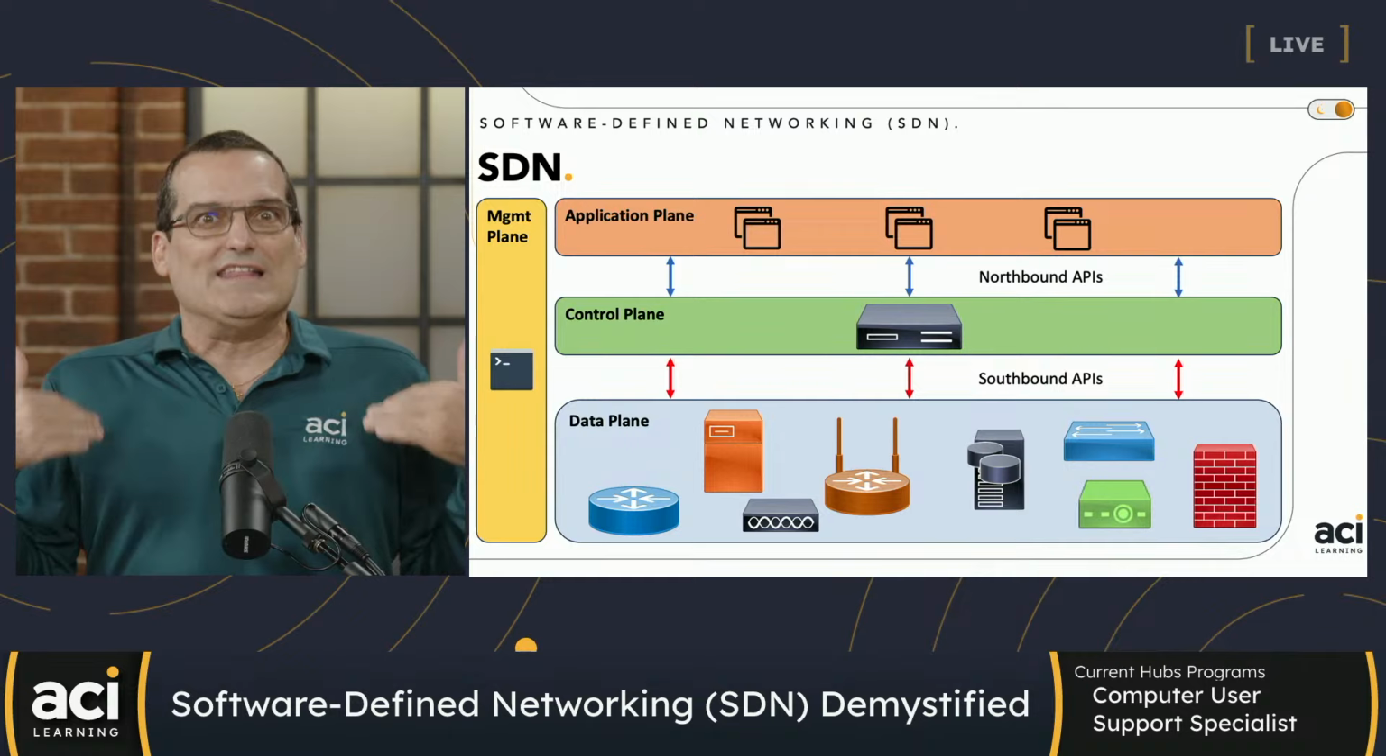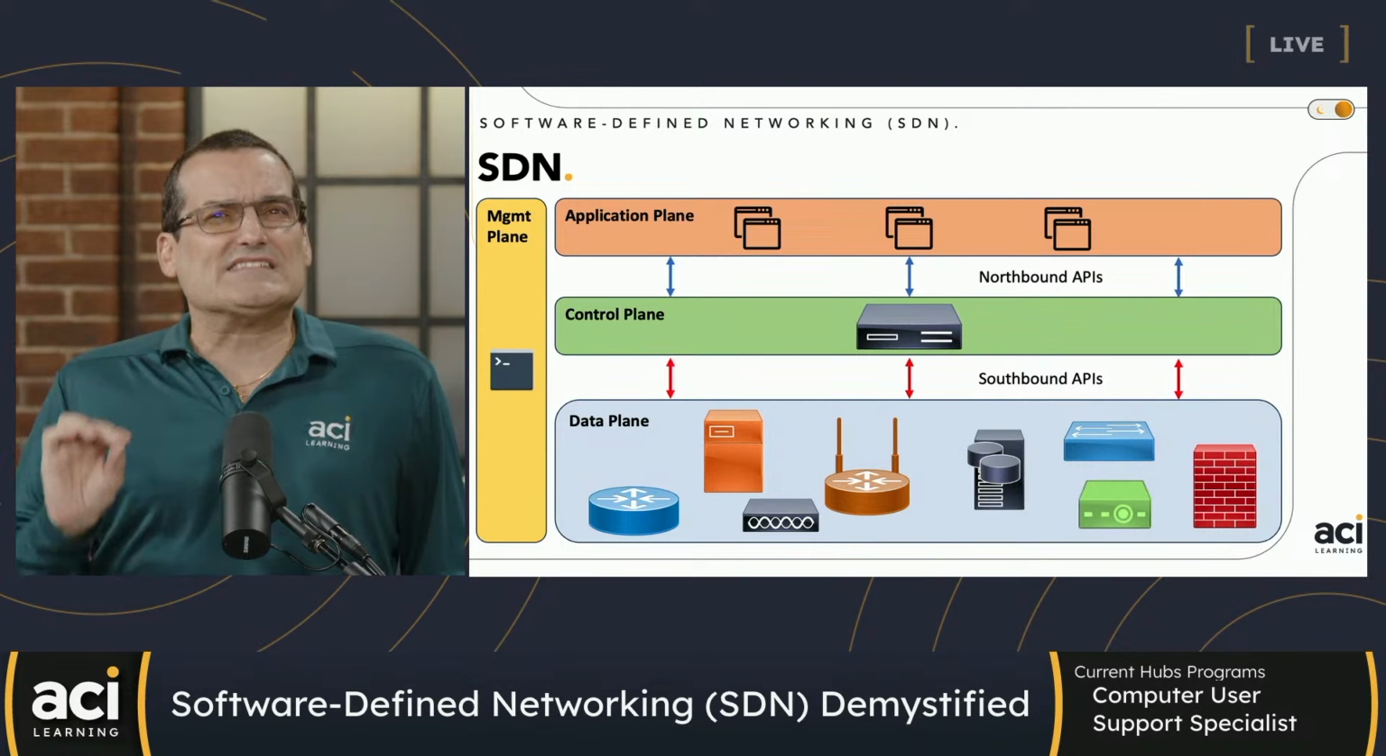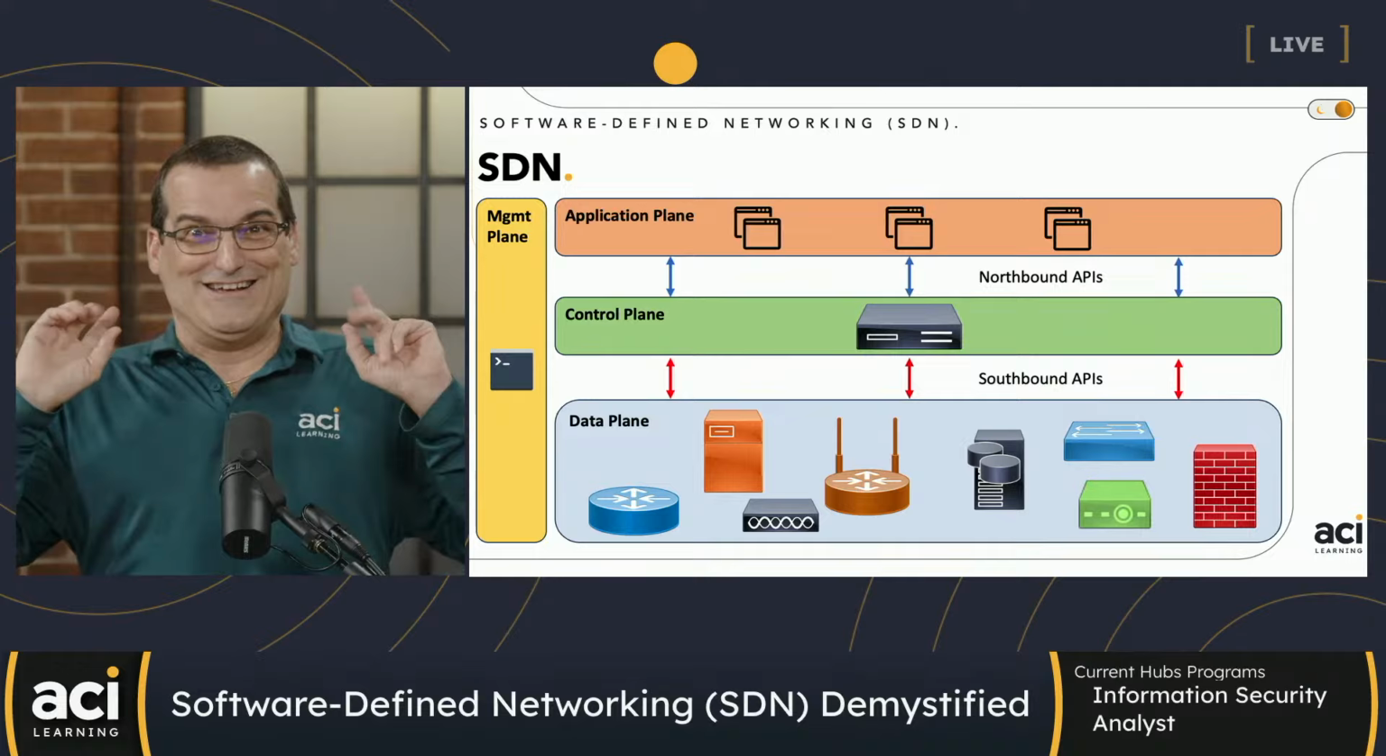And notice north and south is in reference to the controller. So get out your proverbial compass. And if you can remember north and south, you know which layers are talking to each other. Very good. So when we hear northbound API, we should be able to go, oh, that's the applications talking to the controller. When we hear southbound, oh yeah, that's the controller talking to the devices. Kind of get those distinct. Northern point of your stack versus the bottom portion of your stack.